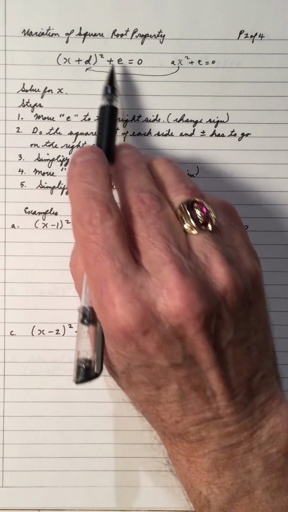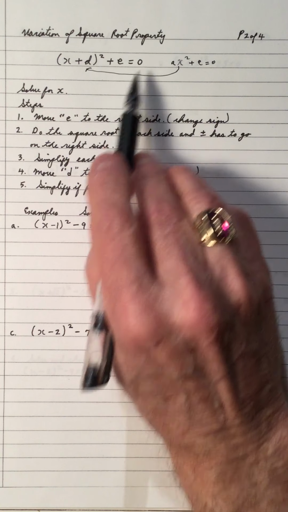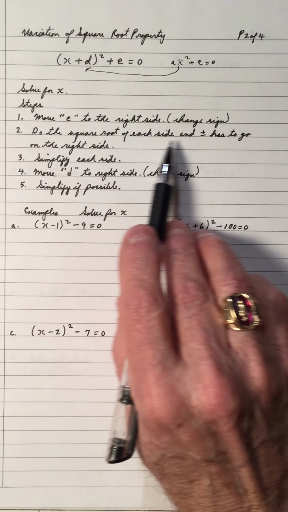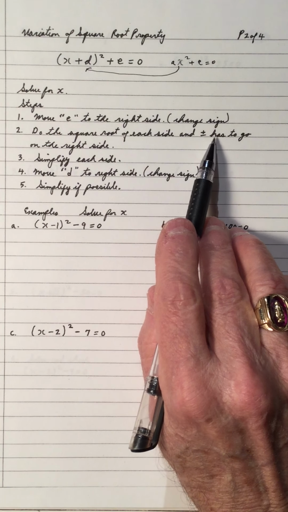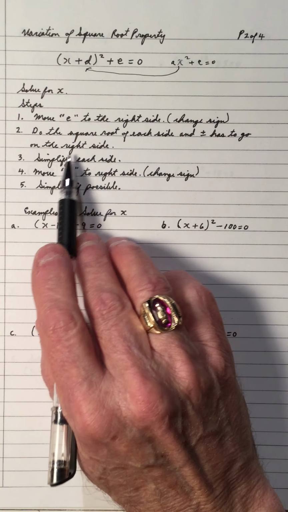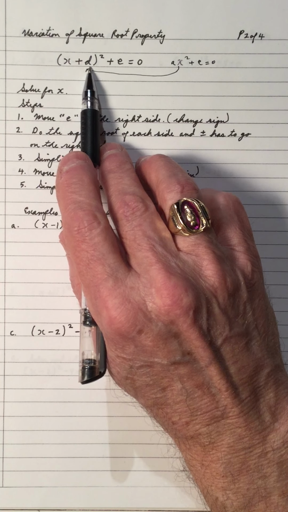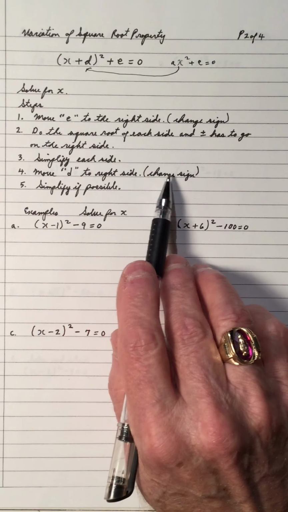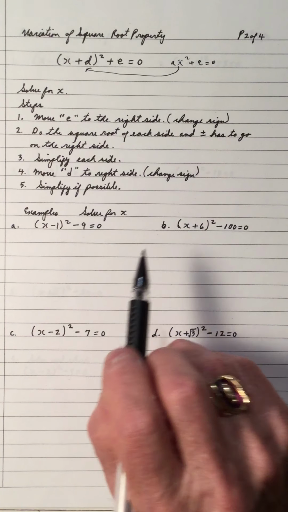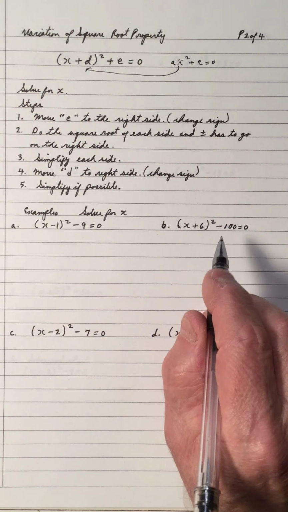We move e to the right side and change the sign. We take the square root of both sides, and the plus or minus has to go on the right side. We simplify each side. We move the d to the right side and change the sign, and then we simplify. So let's do some examples.